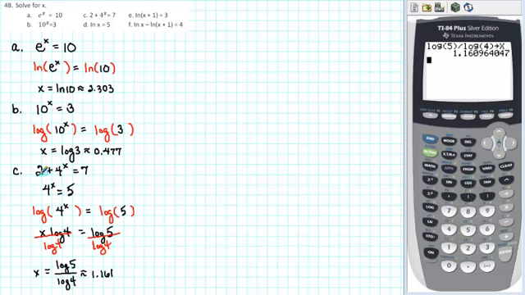And then go back to the original equation and evaluate the left-hand side to check and make sure that it is equal to the right-hand side. We see that 2 plus 4 raised to the x is 7, which matches our original equation, and so we've solved the equation correctly.